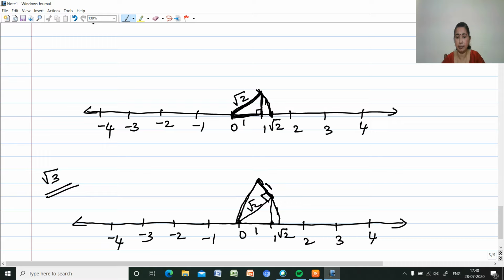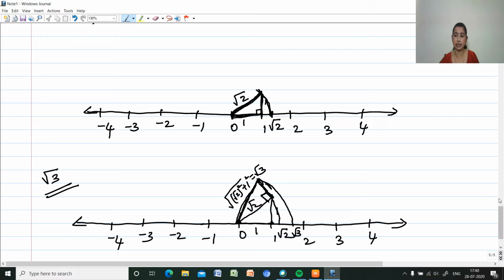Now this becomes the hypotenuse. This length is the hypotenuse. That will be root of root 2 square plus 1 square, which is equal to root 3. This length will be root 3. Now keep the compass here, measure this length and cut it to this side. Draw an arc to this side so that it touches at the point root 3. And we know that root 3 value is 1.732. So it is in between 1 and 2 itself. So this is the construction for root 2 and root 3.